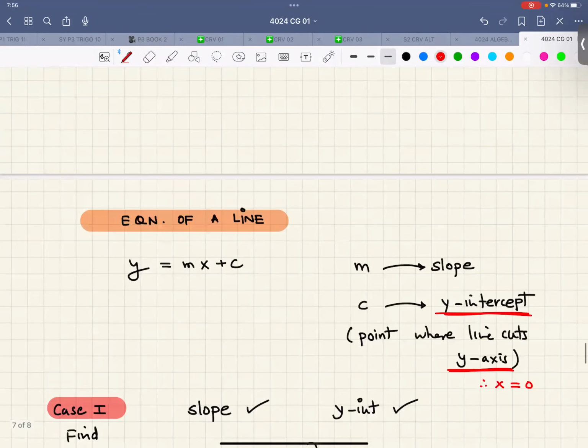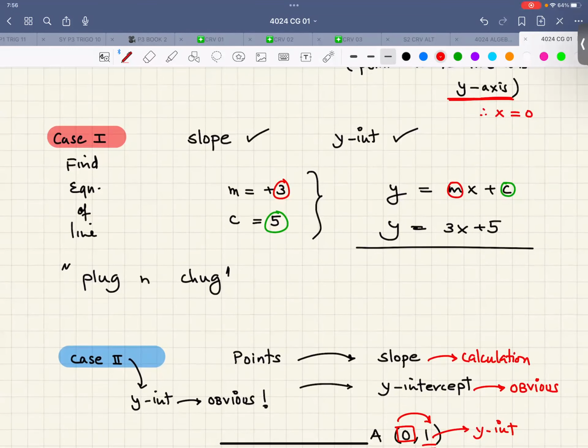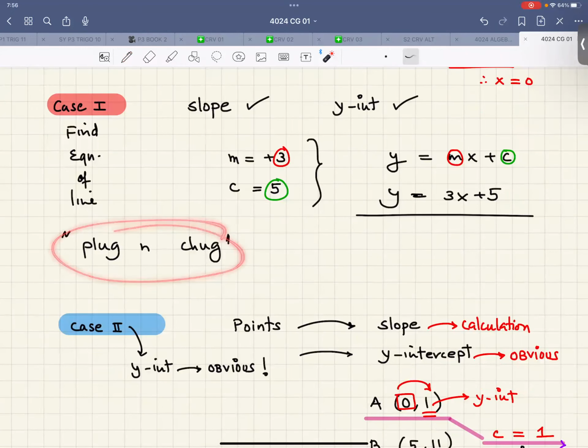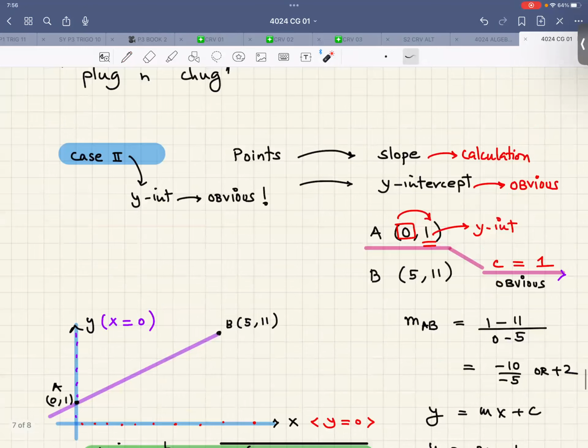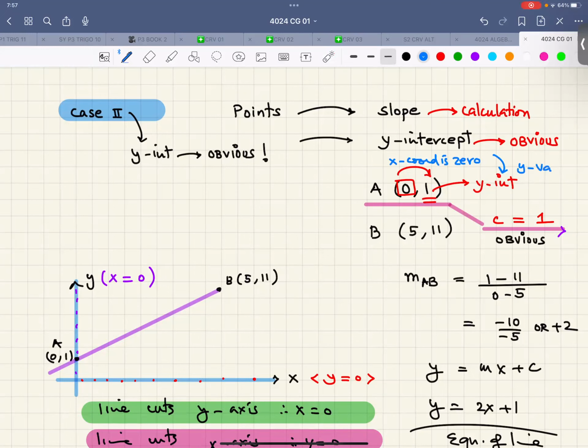And over here, the thing is that case number 1, slope and y-intercept is given. That is obvious. All you have to do is plug and chug. Case number 2, points are given. You need to find the slope. You need to find the y-intercept. But y-intercept is very, very obvious. Whenever x coordinate is 0, this is the y-intercept. So let me write it down. Whenever x coordinate is 0, the y value is the y-intercept.